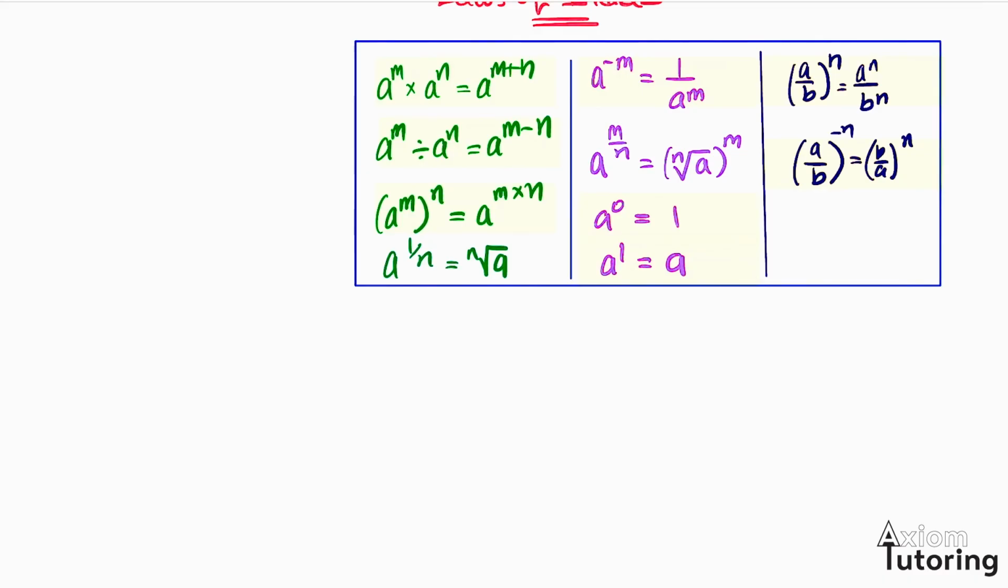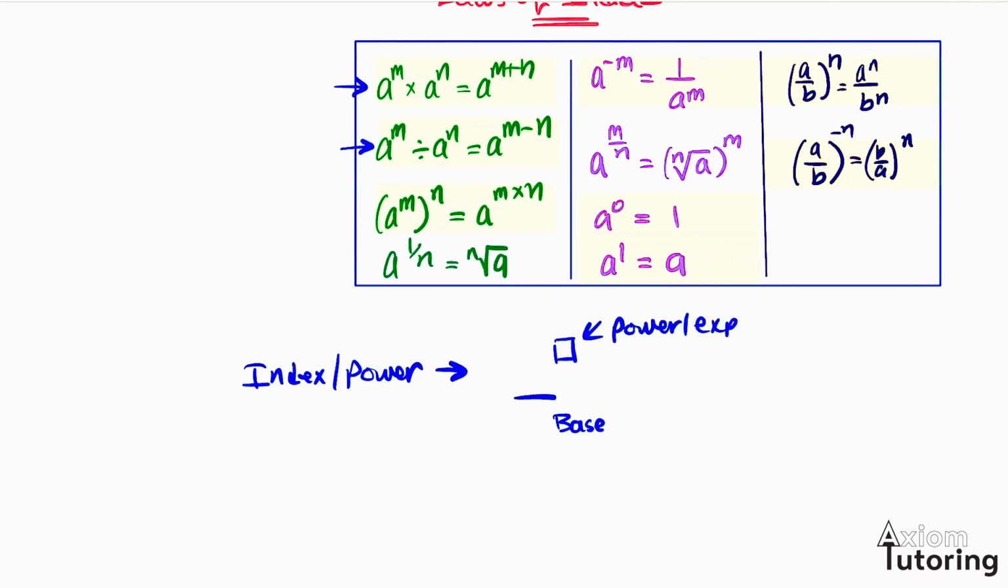In this lesson, to avoid any confusion, we're only going to be focusing on the rules that have whole numbers as powers, that is, including zero and negative numbers. And we'll start with what a power or an index actually is. A power is a number we call the base raised to another number that we call the power or the exponent. A to the power of b reads as a to the b power.